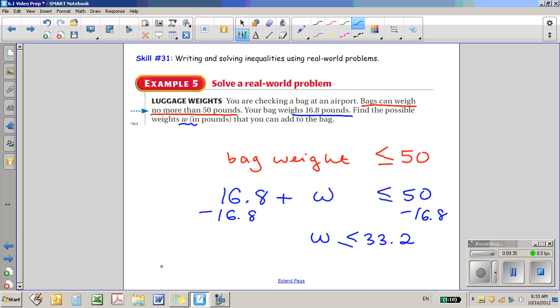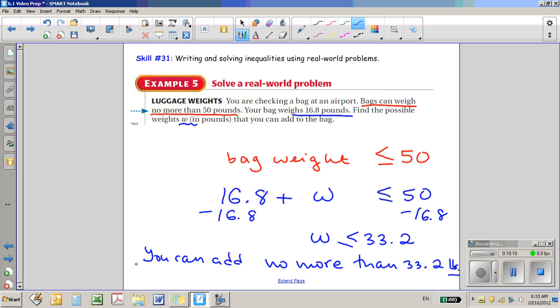and we're going to write a sentence about what this means, because this is the word problem, right? So find the possible weight, and you can say you can add no more than 33.2 pounds. So remember to use units because you were given units when we were talking about the problem here. So we want to make sure we're consistent and we use the units because otherwise it doesn't mean a lot. So this has to be pounds.